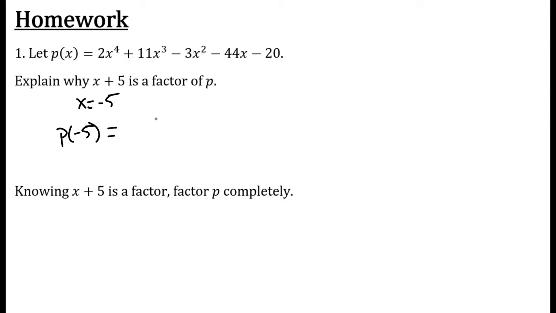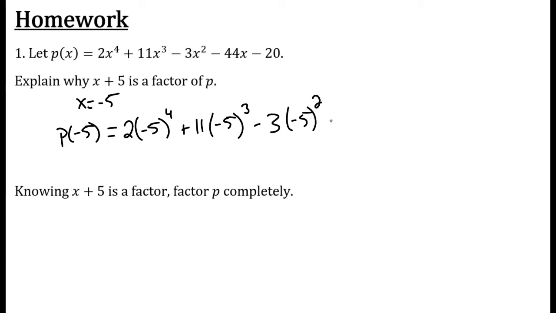p of negative 5 equals 2 times negative 5 to the fourth plus 11 times negative 5 cubed minus 3 times negative 5 squared minus 44 times negative 5 minus 20. If it's a factor, when I type all of that into my calculator, I should get out 0.